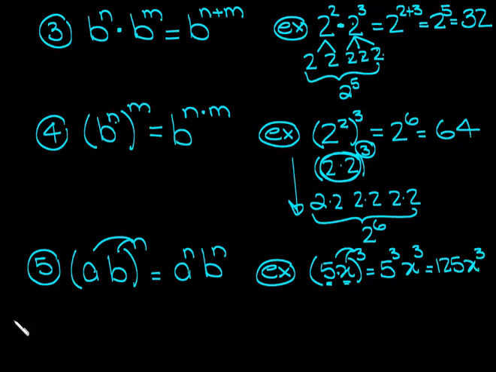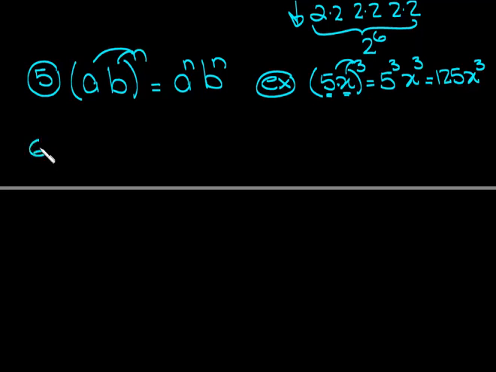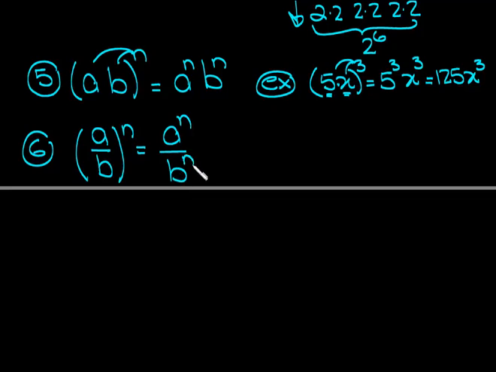Okay, and there's a similar property for division, so let's take a look at that. I have a over b to the n. That basically means I have a to the n divided by b to the n. So I'm distributing that exponent. Again, you can think of it that way, but that's not what mathematically is happening, but it's a good way to visualize that. So let's say if you have 2 over 3 to the 4th power.